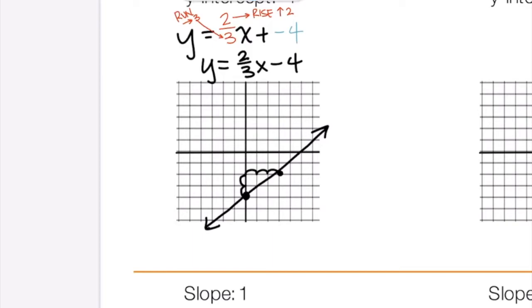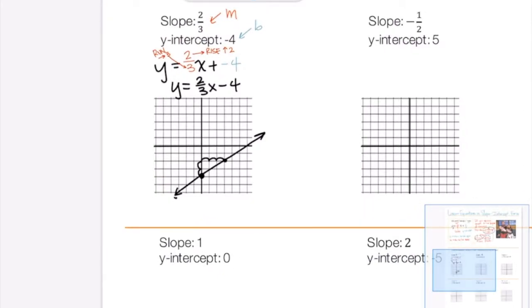Keep in mind, it's actually pretty common for students to give me just the segment between the dots as the line. It's not necessarily wrong, but remember, lines go on forever unless there's some reason that they stop. So go ahead and connect those dots and then extend the line past it.